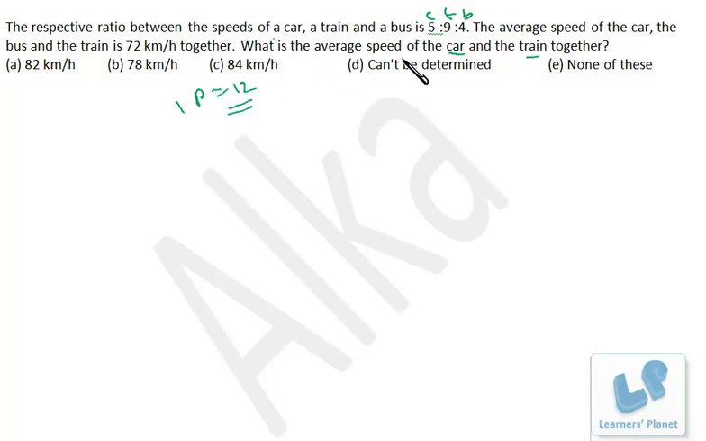Now we are asked about the average speed of car and train together. Now the ratio of car and train together is 5 plus 9, right? So total is 14, but we need to find out the average. So average will be 14 by 2, that is 7, or we can say 7 parts. Now 1 part is 12, that means 7 parts will be 12 into 7, 84 kilometers per hour. Okay, a very simple problem, friends.